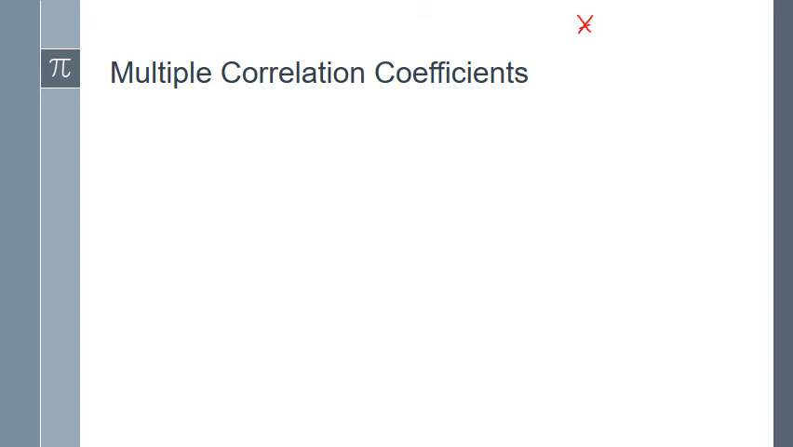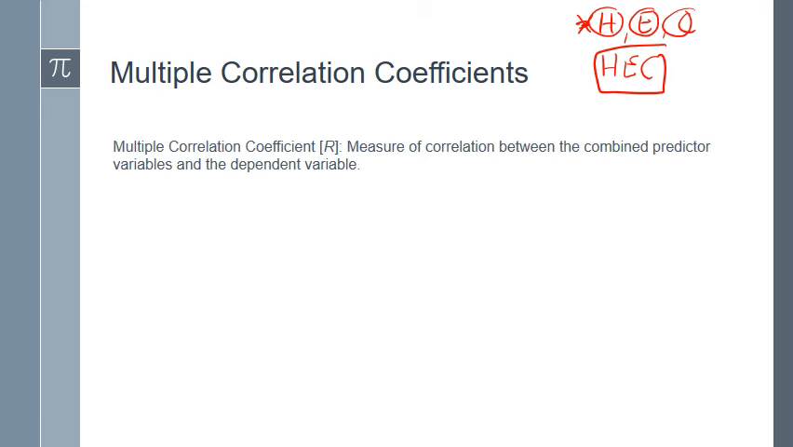Now, when you're interested in the variables as a group, so last time we were just talking about height, exercise, calories. We were just looking at them individually. So for multiple correlation coefficients, this is when you're interested in how the variables as a group correlate with the dependent variable. So the multiple correlation coefficient is a capital R.